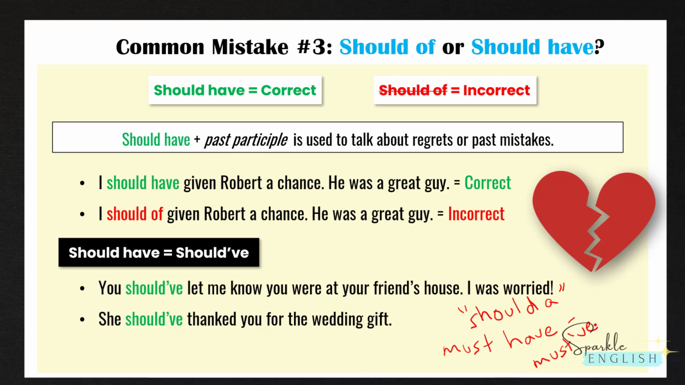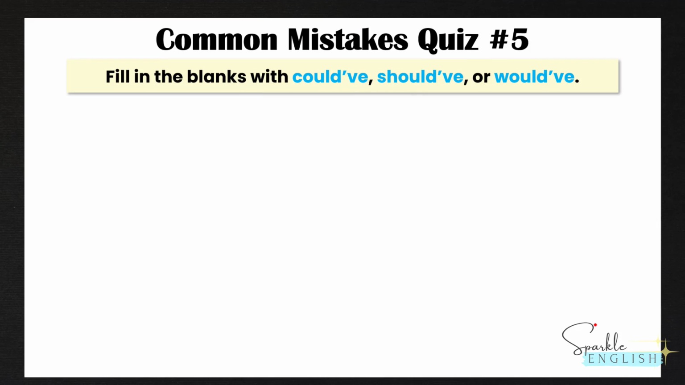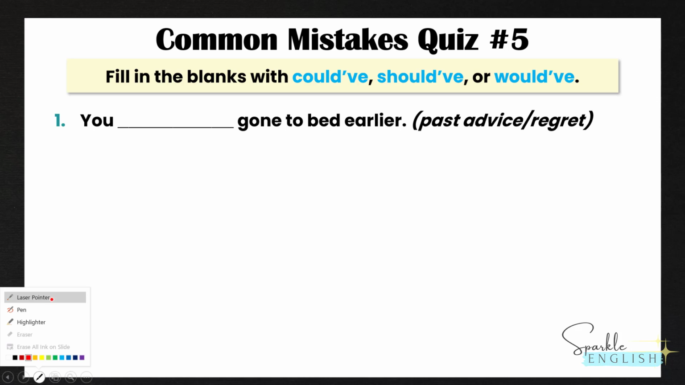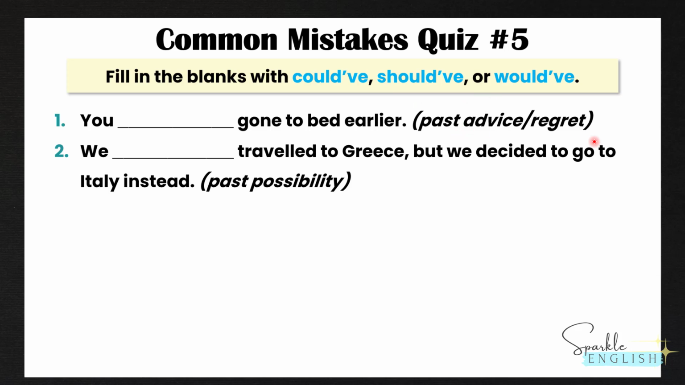Okay, so now we're going to do a quiz, and you have to fill in the blanks with could've, should've, or would've. So number 1, you blank gone to bed earlier. You have to use the past modal that we use for past advice or regret. Number 2, we blank traveled to Greece but decided to go to Italy instead. This time, use a past modal that represents past possibility.